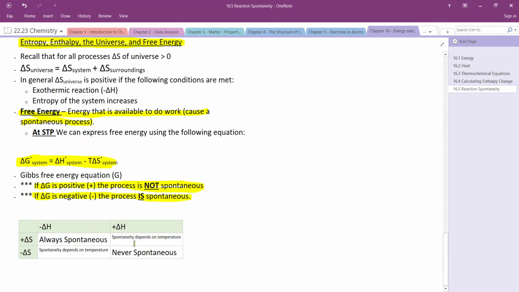Now, the tricky part comes when we have maybe an endothermic process that increases the entropy in our system, and so they work in opposite directions. Or if I have an exothermic process that decreases the entropy of my system. Again, it works in different directions. So in each of those cases, I'll need to use a calculation because the spontaneity will depend on the temperature.